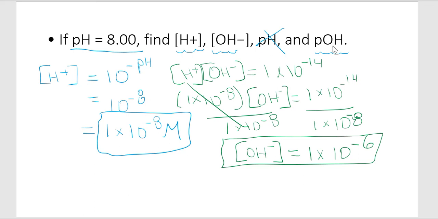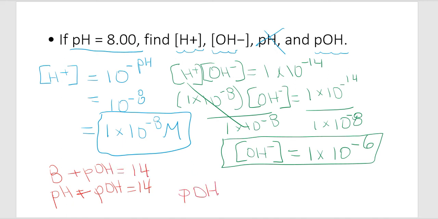Alrighty, and then the last part is our pOH. If we want to find our pOH and we know our pH, pH plus pOH equals 14. We know that the pH was 8. So I'm going to subtract 8 from both sides, so the pOH should equal 6.